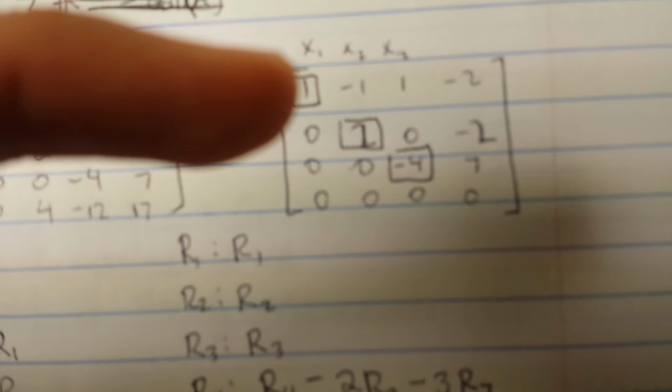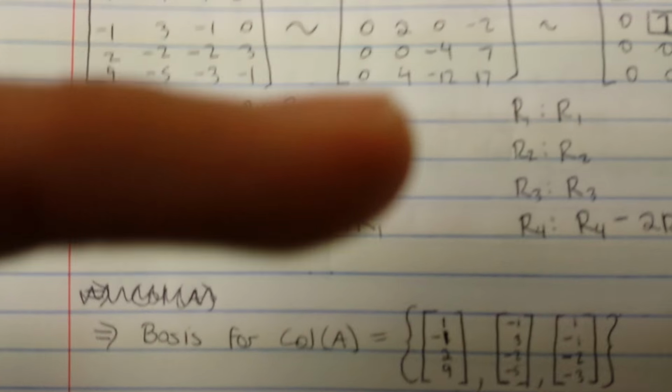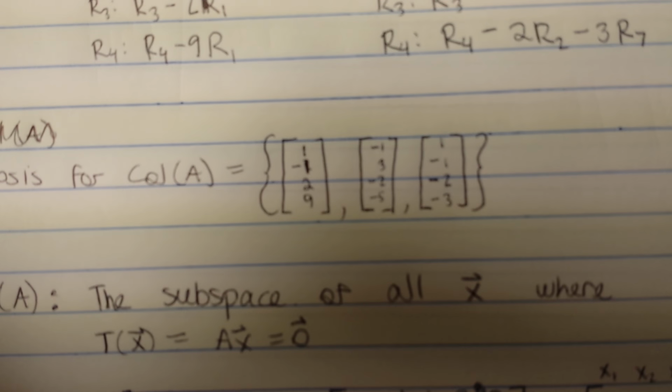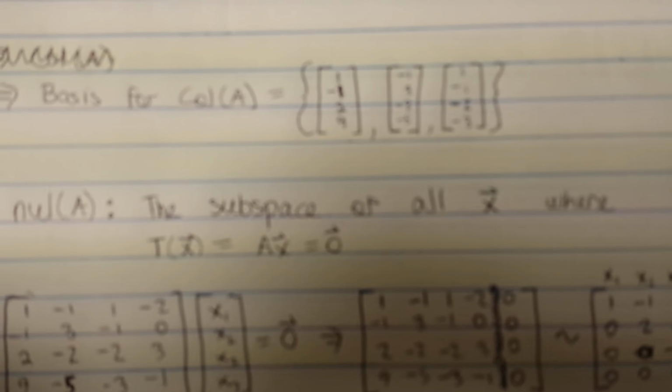Now that we have the row reduced form, we can find the pivot columns. The pivot columns are x1, x2, and x3. So now we look back at the original matrix, and those columns are going to be the vectors that make the basis for the column space of A. So the answer is, the basis for the column space of A is those 3 vectors. There you go.